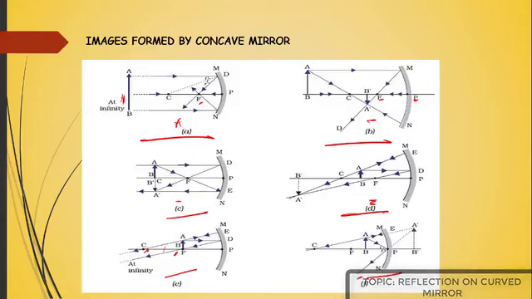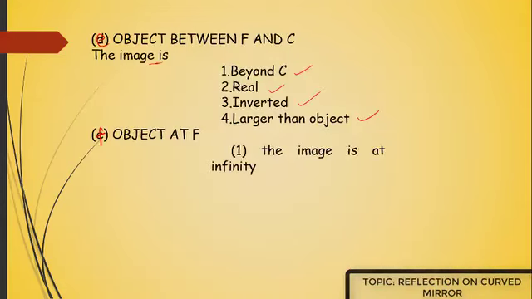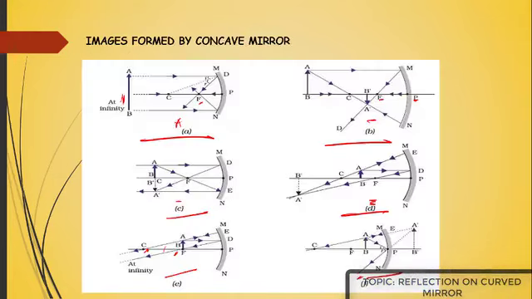And then for the last one, F: if the object is at F, one thing is certain, the image will be placed at infinity.